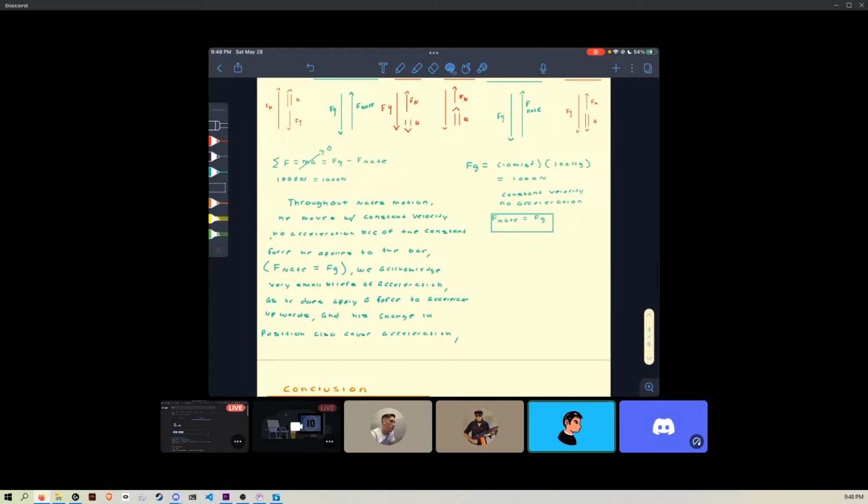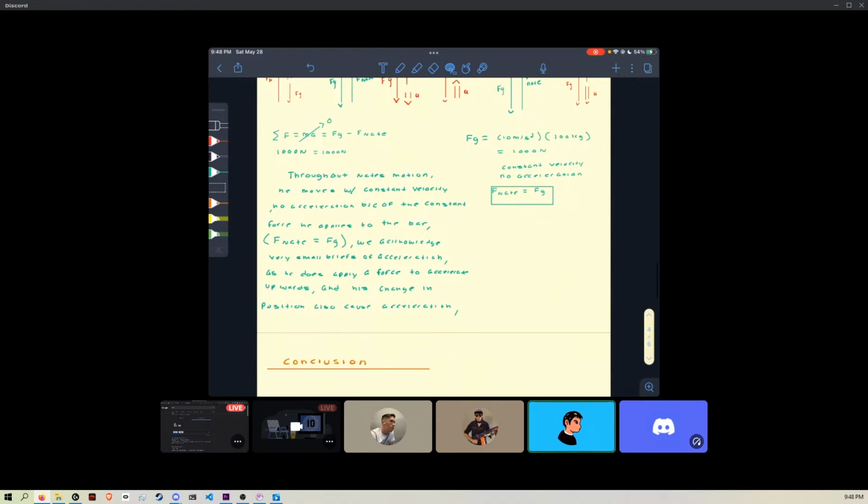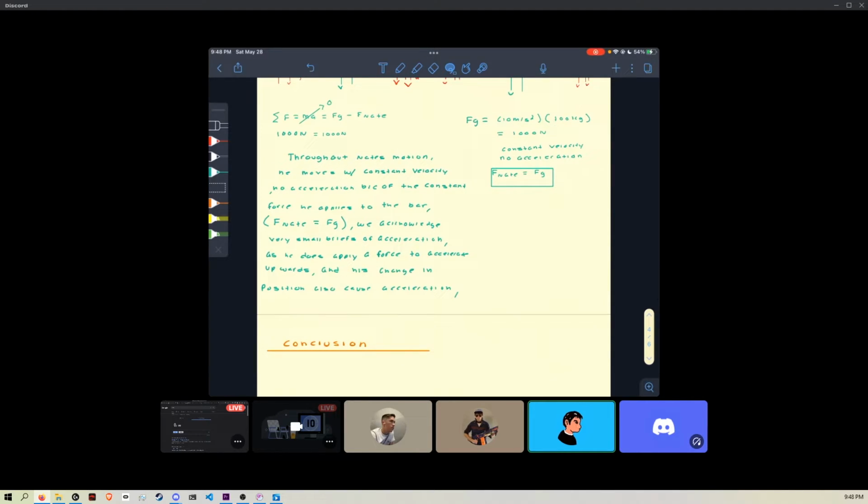To wrap it up, we said that throughout Nate's motion, he moves with a constant velocity, which means no acceleration because of the constant force he applied to the bar. We also acknowledge very brief moments of acceleration, as he does apply force to accelerate upwards, and his change in position also causes an acceleration. And due to basic real-world factors, there are slight amounts of acceleration taking place that are not as impactful. In this case, our acceleration values are close to 0, which can be negligible.